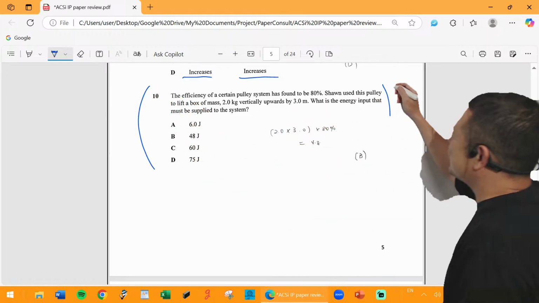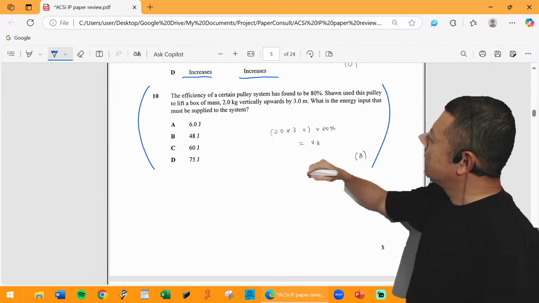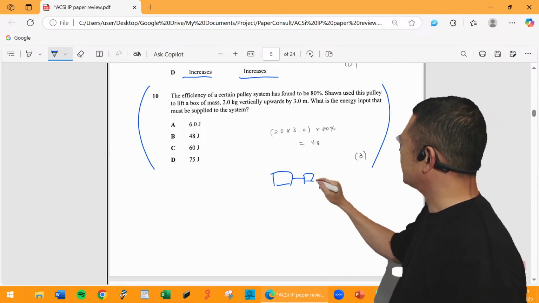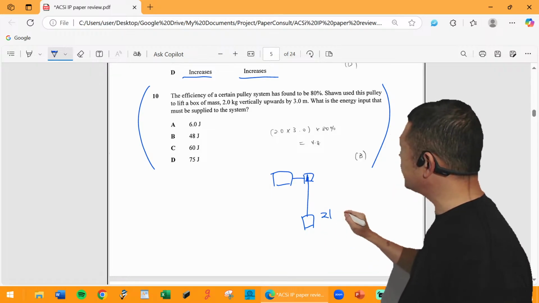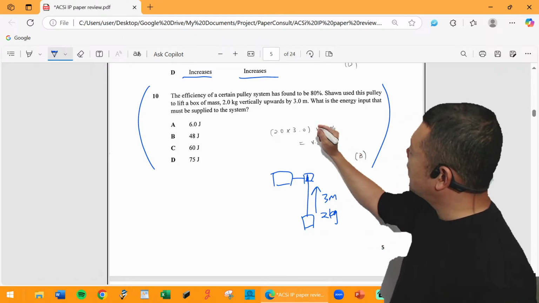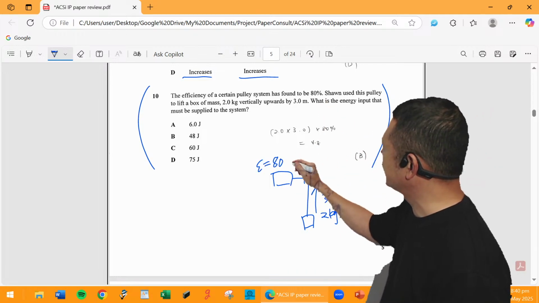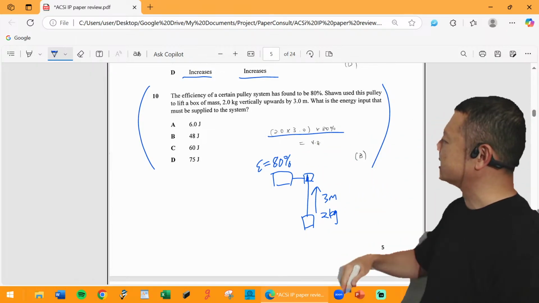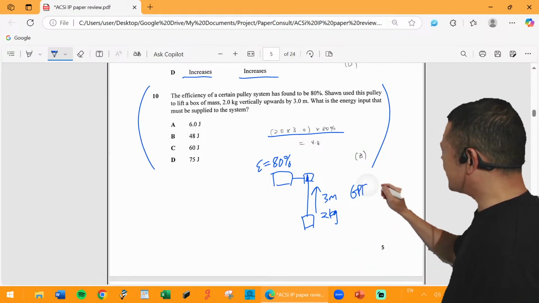Don't waste time. Okay. Next one. What's this? Okay. So pulley system. Trying to lift a mass 2 kg up by 3 meters. So the efficiency of this system is 80%. So what is the GPE gain, Benjamin Tan?